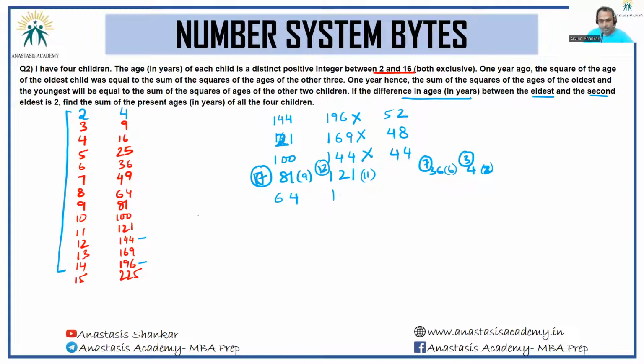Can I get 36 as a difference? Not really. No summation of two numbers will lead me to 36. So this is impossible. This 40 was possible. 36 is not possible. Next is 49 and 81.